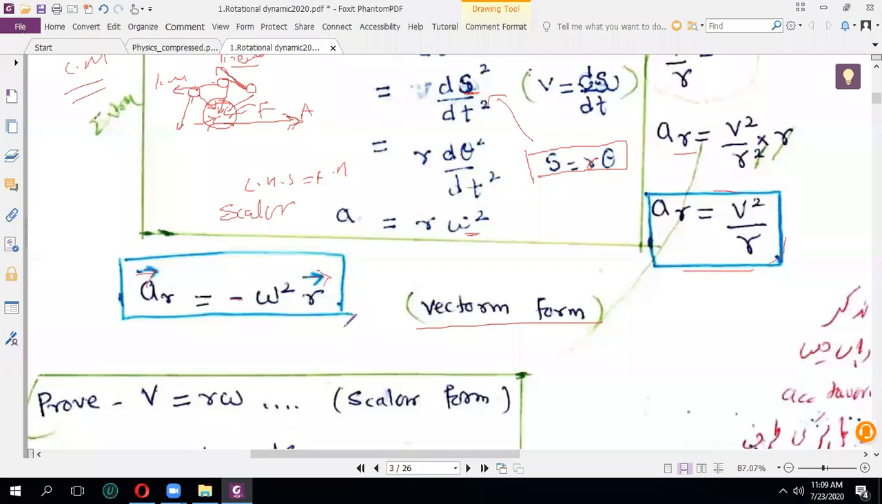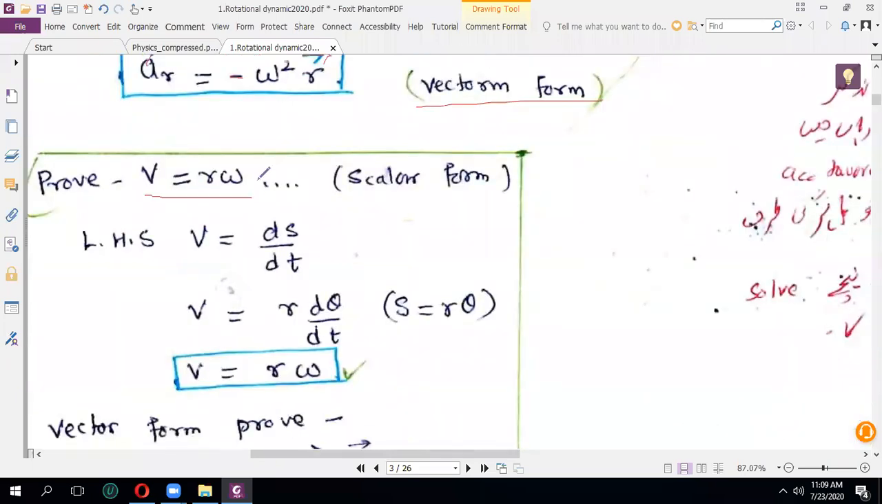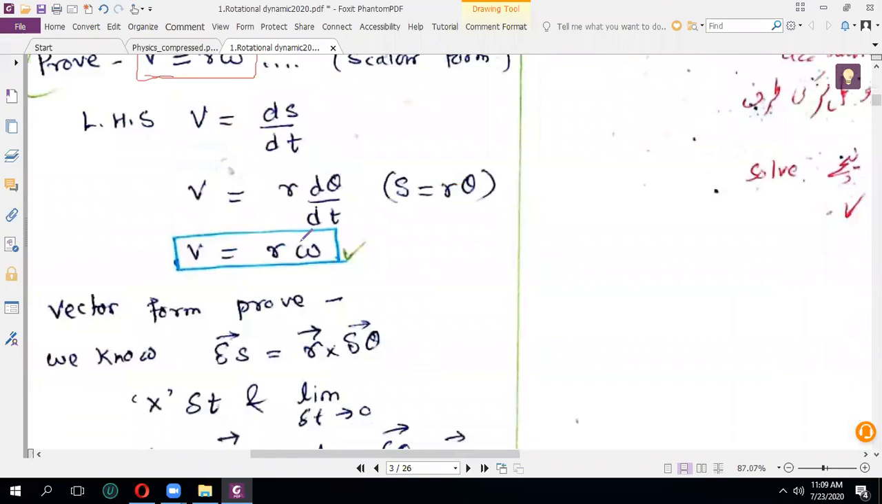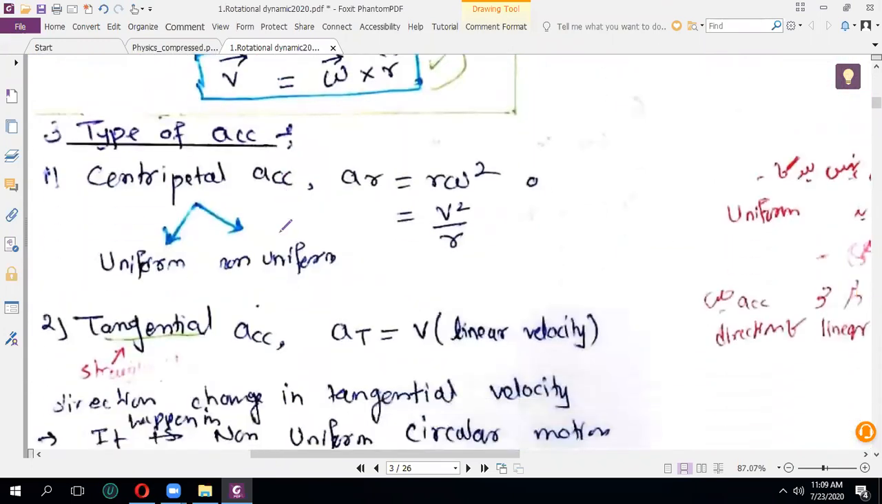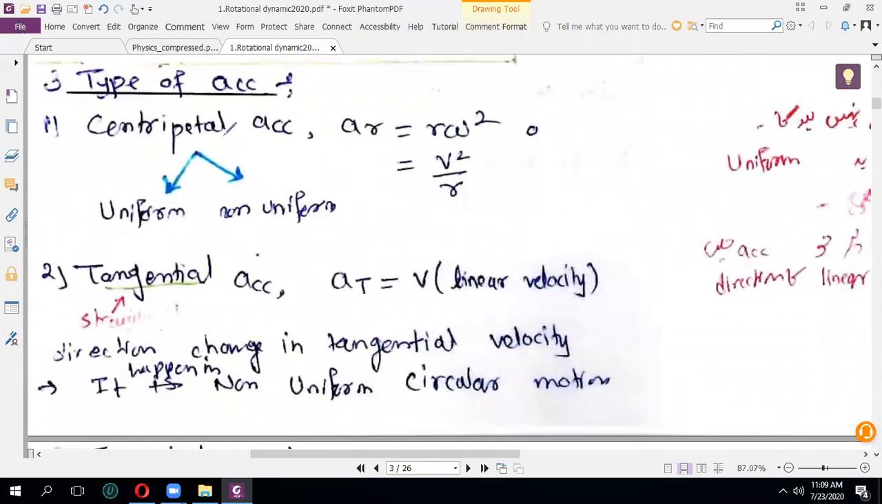Okay. This part is already done in 11th class, so I am not repeating this part. Okay. Types of acceleration. In this chapter, we will study 3 types of acceleration. One is called centripetal acceleration. We already studied centripetal acceleration. Everyone can hear me? My voice is coming?